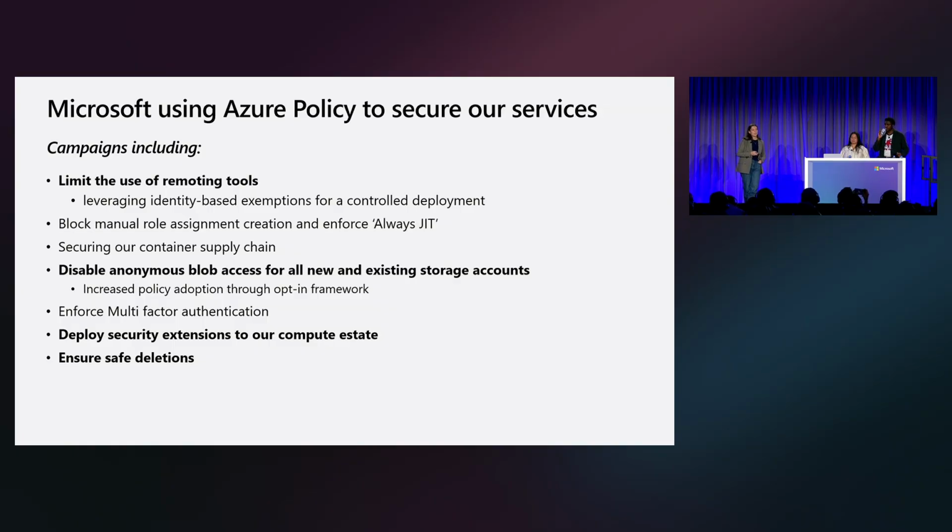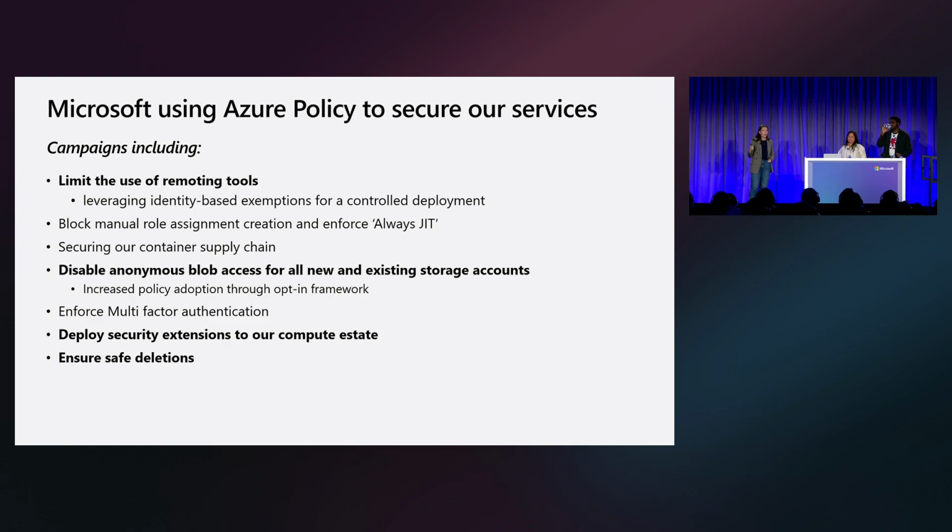The first is disabling anonymous blob access for all new and existing storage accounts. This was a deny policy campaign that we had to handle extremely carefully, and we'll talk a little bit about the end-to-end process for how we can gradually roll these out while maintaining that sense of urgency. And the third is deploying security extensions across our compute estate, which leverages deploy if not exist policy.